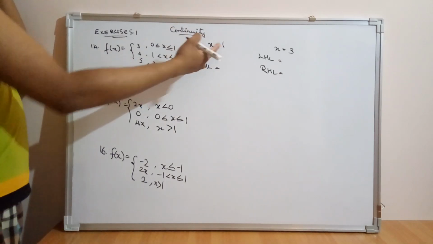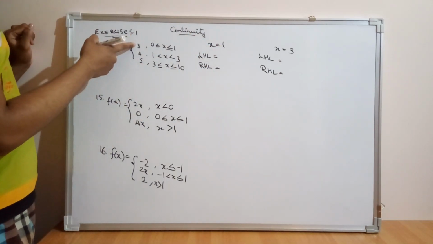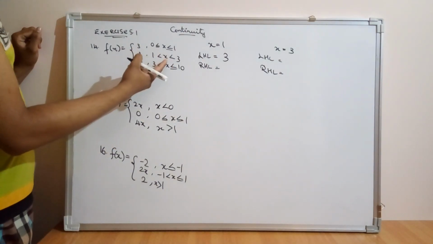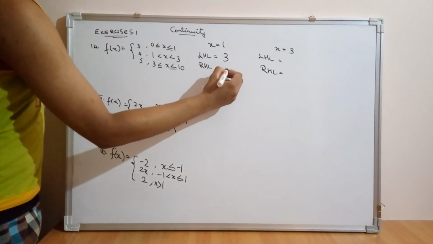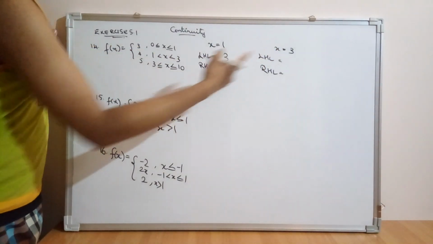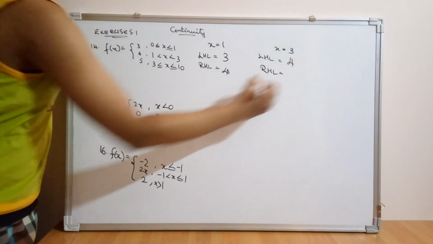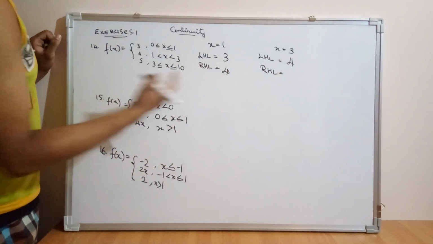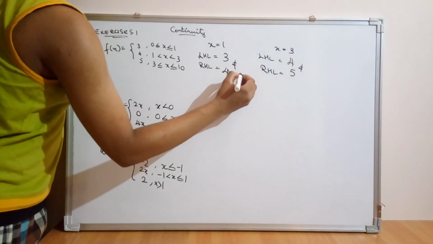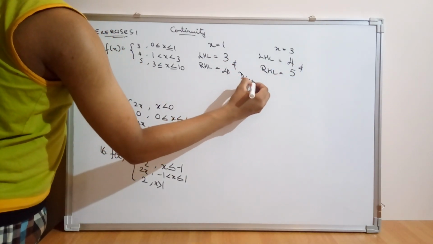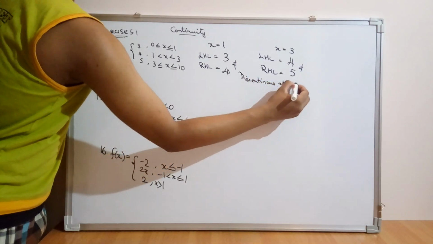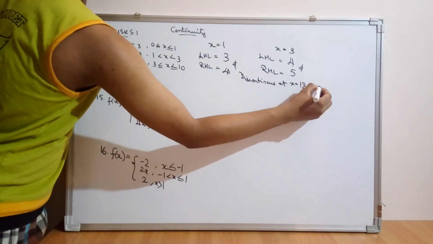So the left hand limit at 1 is going to be this particular condition, that is directly 3. Right hand limit is going to be this particular condition, that is 4. Similarly, the left hand limit at x is equal to 3 is going to be 4, and the right hand limit is going to be 5. Therefore, both are not equal. Discontinuous at x is equal to 1 and x is equal to 3.